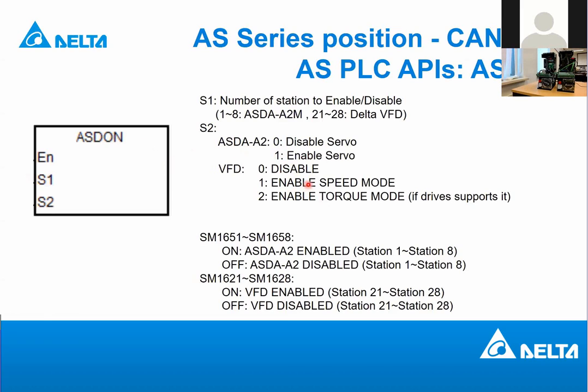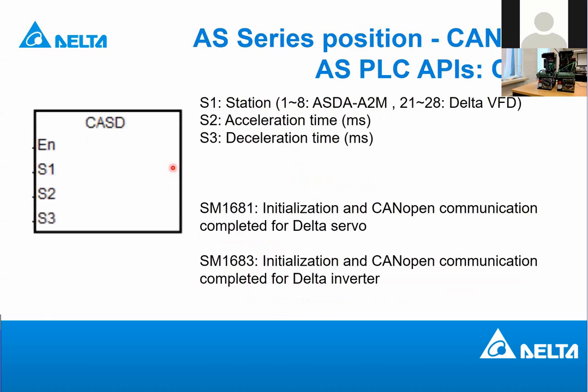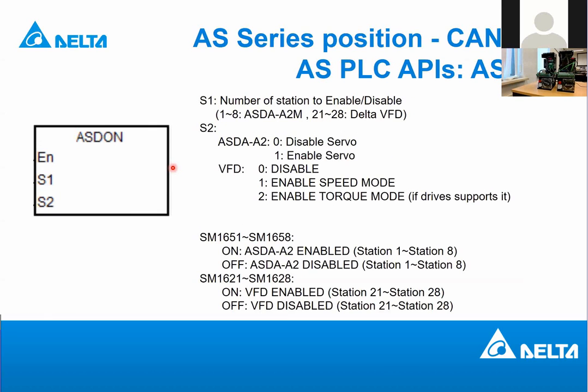the drives are enabled, there's a feedback flag that tells you that, yes, this drive has been enabled. So for the servo drive, we have this feedback flag for the 8 slaves, if you have up to 8 slaves. When it's on, the flag turns on. And for the inverter, if the inverter is enabled, this flag turns on. So it gives you feedback that, yes, my drive is ready. So now let's demonstrate these two steps, initialize communication and also enable the drive.